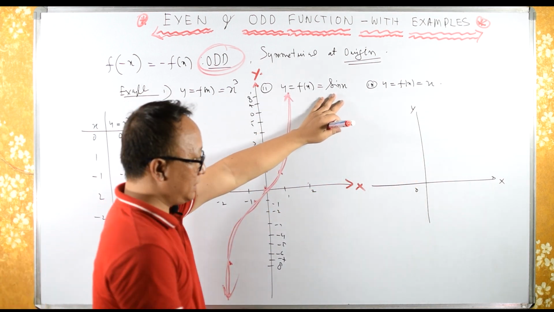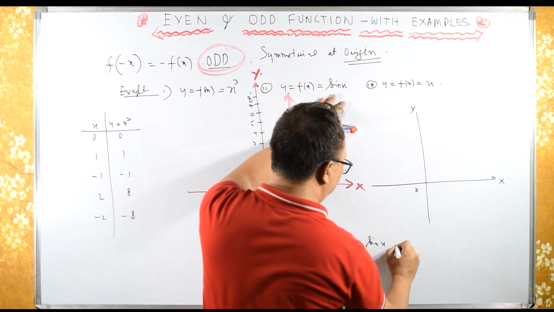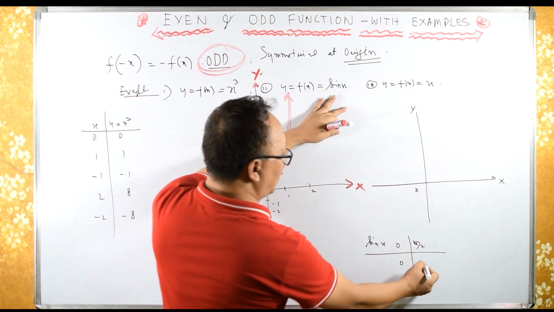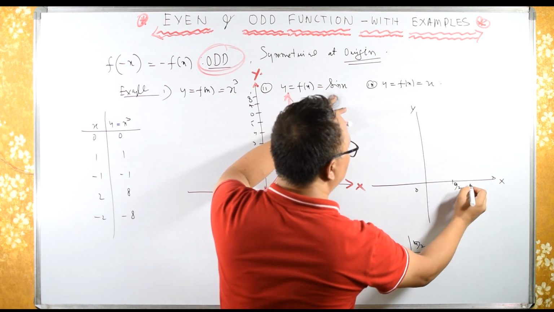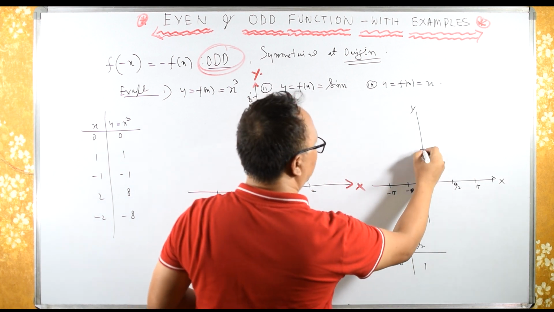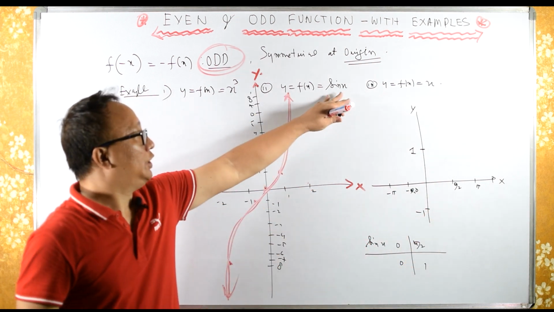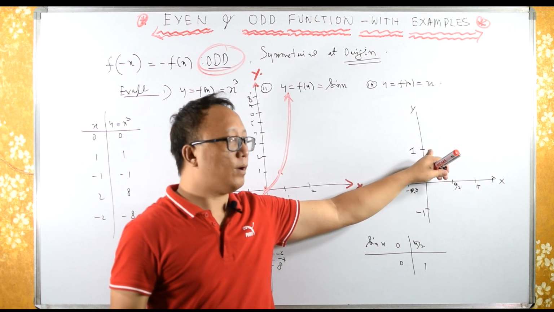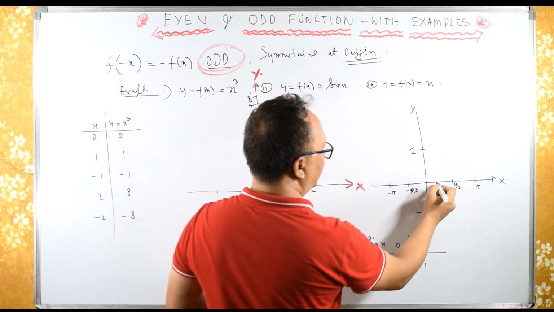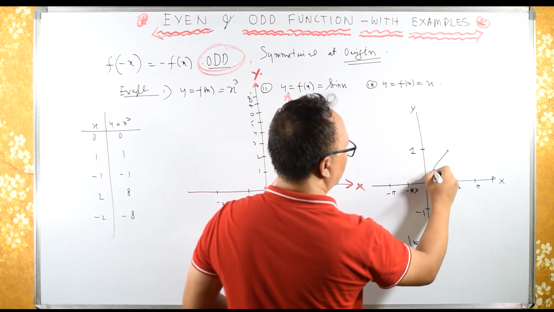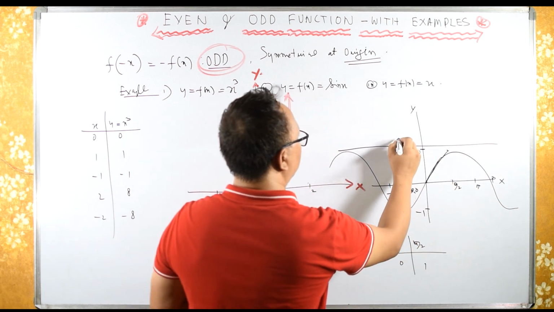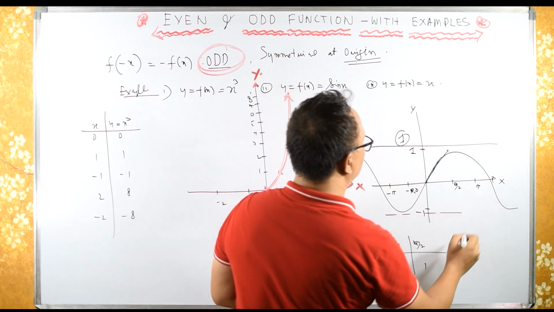Here we have x, o, y. Let's plot sine of x. Sine 0 is 0. Sine pi by 2, that is sine 90, is 1. Here you can say 0, pi by 2, pi, and so on; here minus pi by 2, minus pi. Here this is 1, and this is minus 1. You know sine theta oscillates with a maximum of 1 and a minimum of minus 1. So it oscillates like this and goes like this. Here 1 is the maximum, and minus 1 is the minimum.